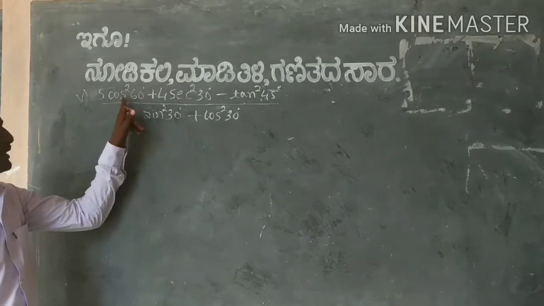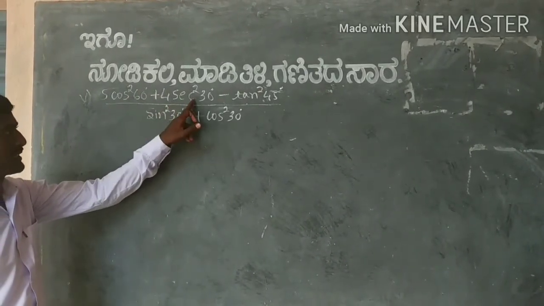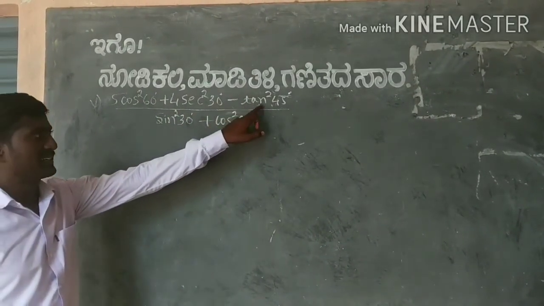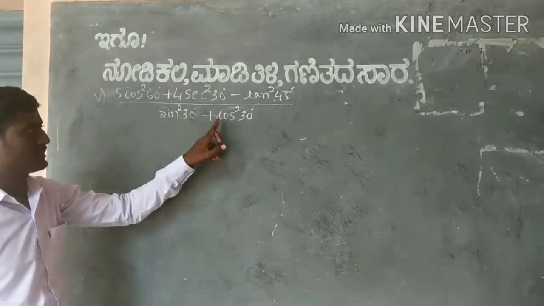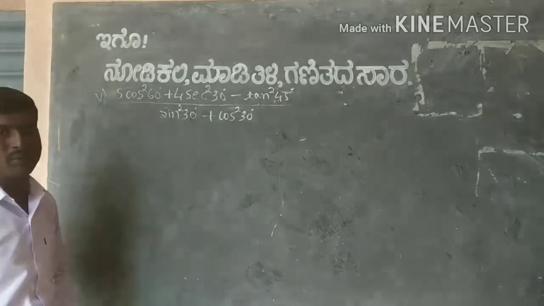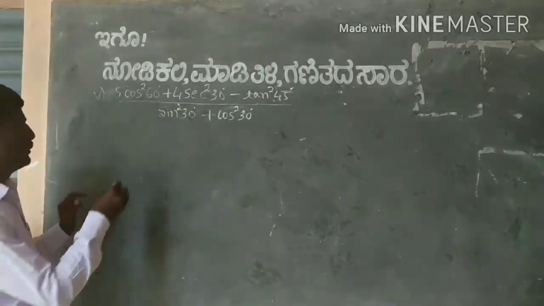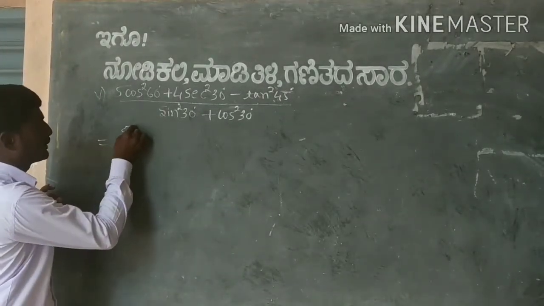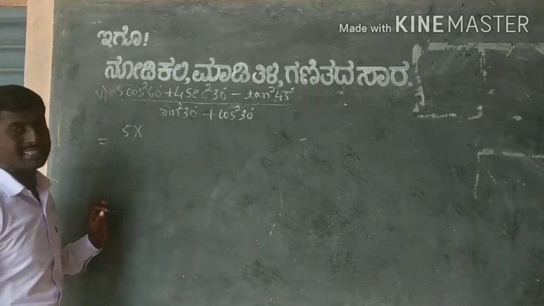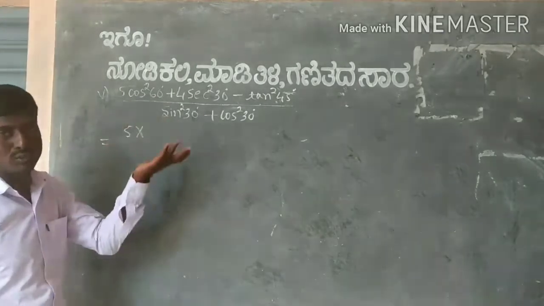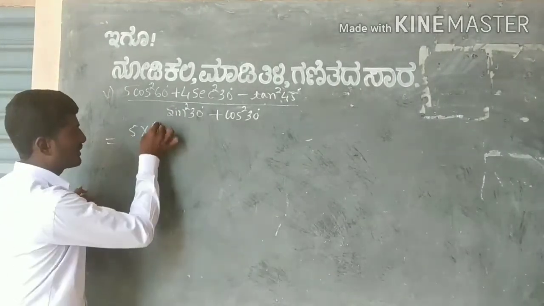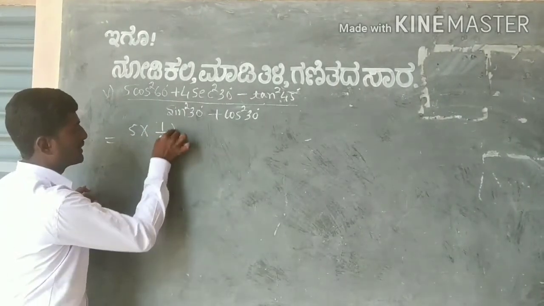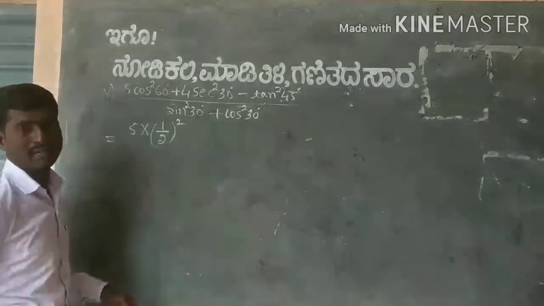The next question, 5 cos square 60 degree plus 4 sec square 30 degree minus tan square 45 divided by sin square 30 plus cos square 30 degree. We have to find the value of this. So that is equals to 5 into cos square 60 degree. This I can write as cos 60 whole square. So what is cos 60 here? Cos 60 means 1 divided by 2. Square is there, I will put the whole square.